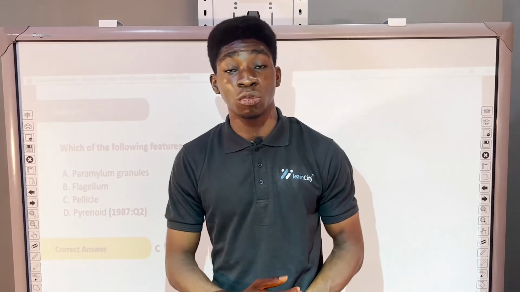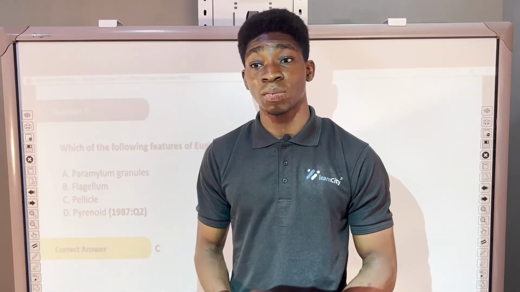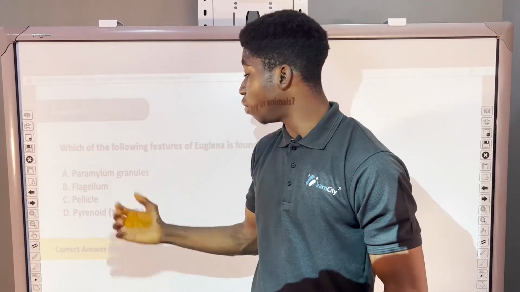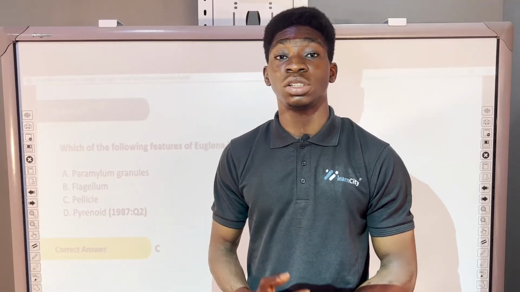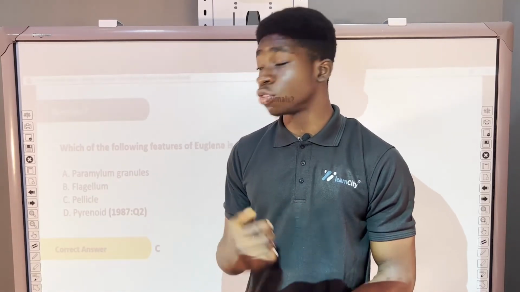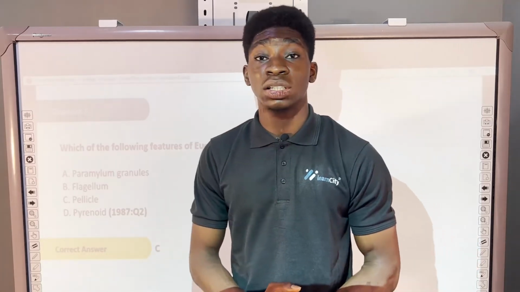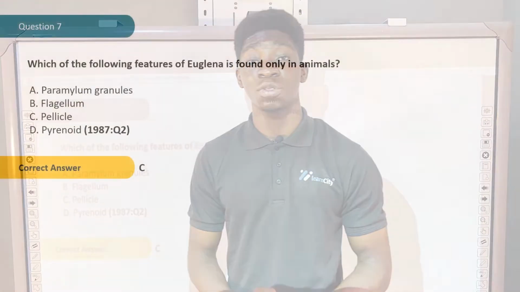Flagellum is a structure used for movement. It being a structure used for movement doesn't mean it's not also found in plants. Some organisms classified as plant-like also make use of flagellum. Pyrenoid is found in Spirogyra, which is classified as a plant-like organism. So it's not found only in animals. But pellicle is found only in animals.